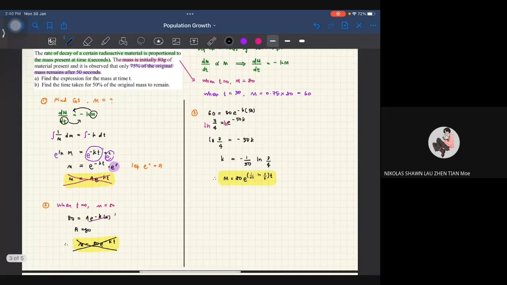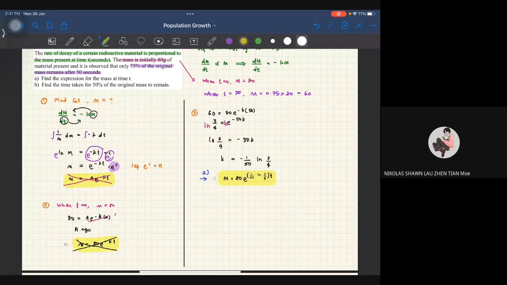Okay, so kalau ikutkan soalan yang first part of this question dikata dekat awak, find the expression for the mass at time T. Okay, so dia minta awak cari expression for the mass at time T. So kita settle bahagian itu dekat find the expression of the mass at time T. This one. This is our part A. Panjang-panjang ni, ini adalah part A kita.